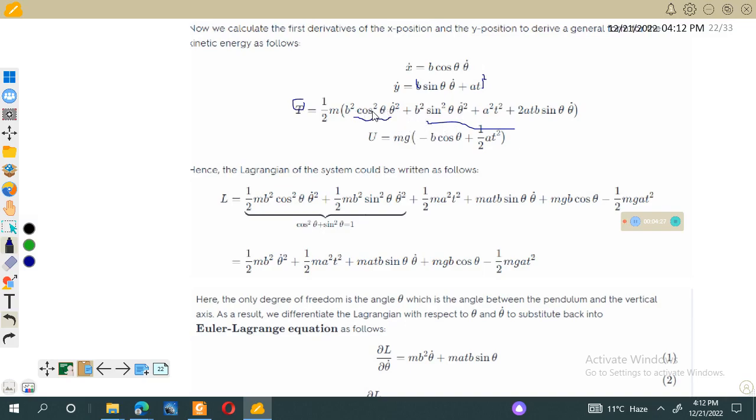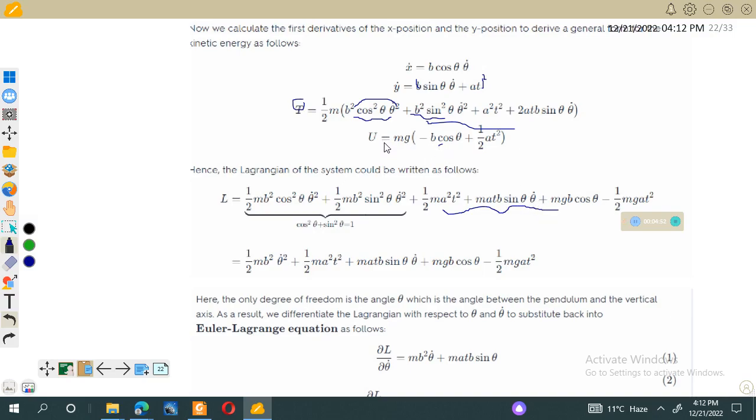b squared and theta dot squared common in these two terms. When we take b squared theta dot squared common, we will be left with sine squared theta plus cos squared theta, which is equal to 1, plus the other term. So we can simplify, since sine squared plus cos squared theta is equal to 1, and the other term is written as it is.